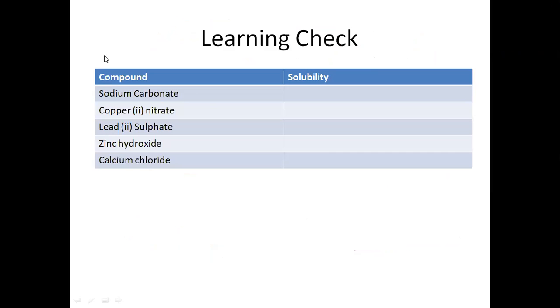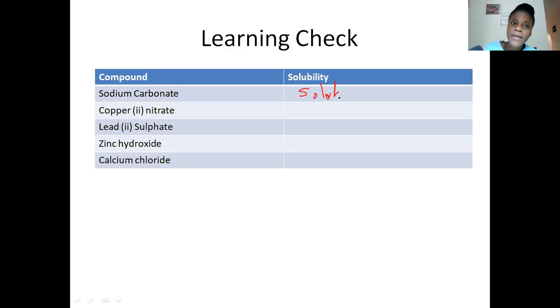Class, sorry? Soluble. It must be soluble because it has sodium in there. You should answer fast, you know. You should be answering very quickly, so it must be soluble. And then what about copper nitrate? Soluble or insoluble? Soluble. It must be soluble because all nitrates are soluble. Tell me lead sulfate. Insoluble. It is insoluble because all sulfates are soluble except lead and barium. Barium, right? Zinc hydroxide.